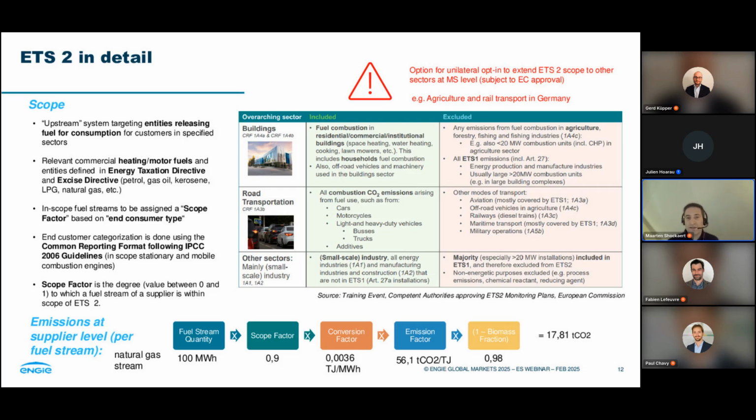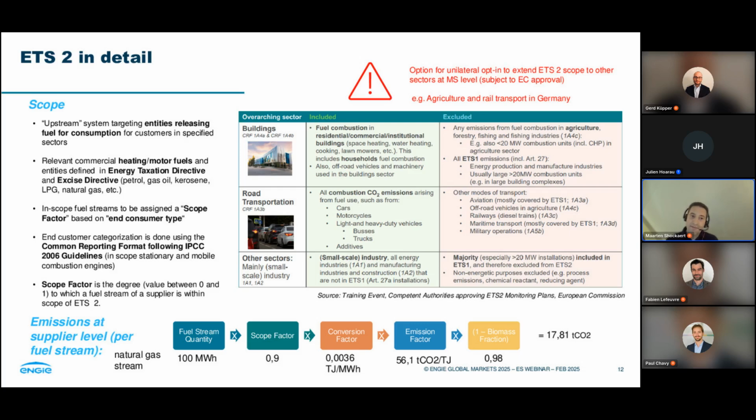The relevant sectors are the building sector, so it relates to fuel combustion in residential, commercial, and institutional buildings; road transport, so all combustion of CO2 emissions from fuel use, so cars, motorcycles, light and heavy duty vehicles; and then also other sectors, so smaller scale industry, so essentially energy, manufacturing, and construction, to the extent not already covered under ETS1.